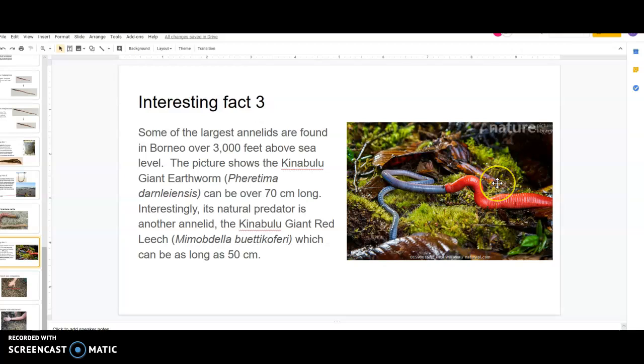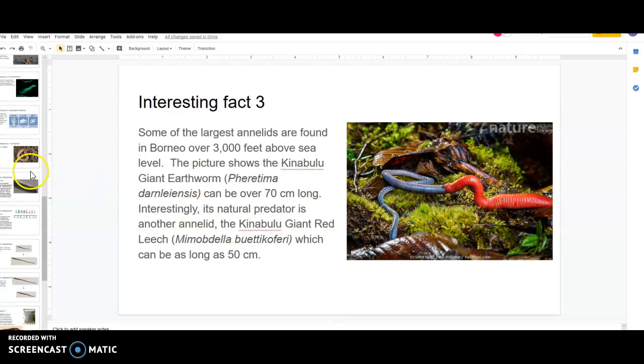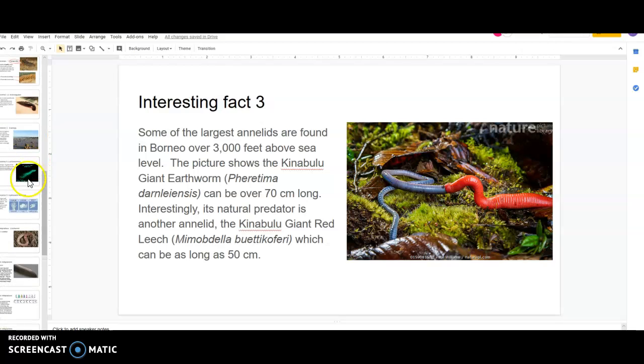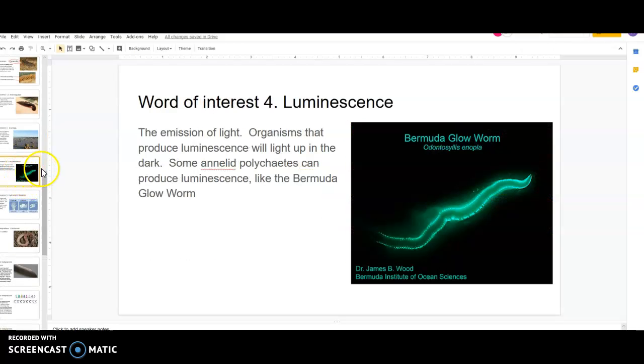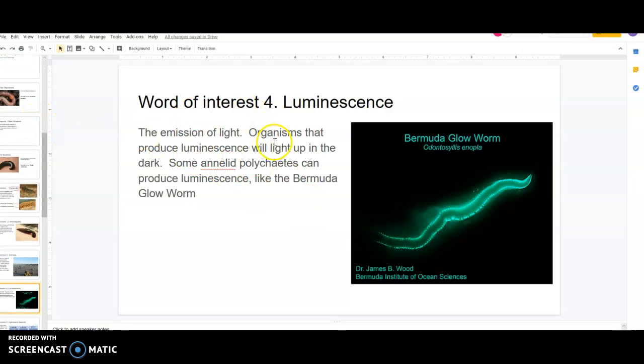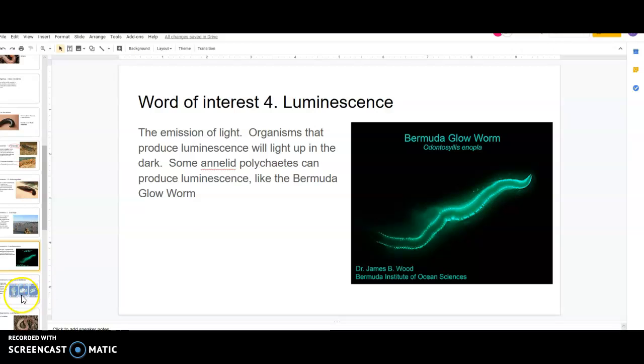And interestingly enough, the earthworm is prey of the leech, so the leech will attack the earthworm. And you could find all sorts of these cool photos, so I thought that was interesting as well. I still needed 2 more words, so I just did some Googling of the different groups, and the polychaetes can glow, which means that they produce luminescence. That means they make light in the dark. So I thought that was cool.